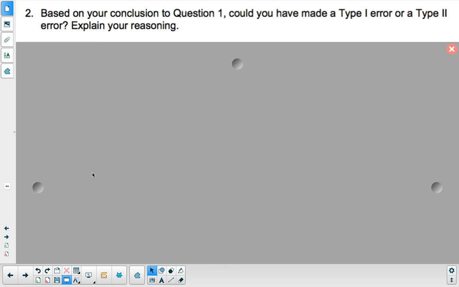All right. Oh, there's still another question. Based on your conclusion to question 1, could you have made a type 1 error or a type 2 error? All right, type 1 error. Both of these are always possible. Even though we got a very low p-value, that doesn't guarantee we didn't just happen to have high variability in our sampling, like we happened to get something rare.